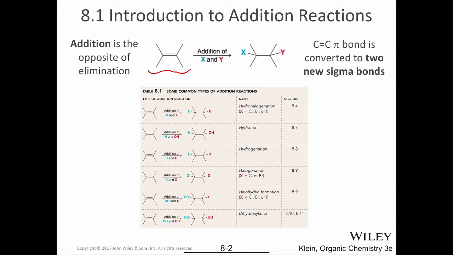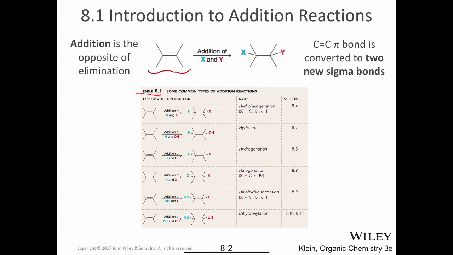It says here the addition of X and Y, and those can vary, and we're going to look at some examples of what those could be in table 8.1. But it says here that the carbon-carbon pi bond is converted to two new sigma bonds. You might remember from general chemistry and the beginning of organic chemistry that a pi bond is made by the sideways overlap of two p orbitals, and a pi bond is in fact weaker than a sigma bond, and that gives you a clue as to why an alkene is so reactive.